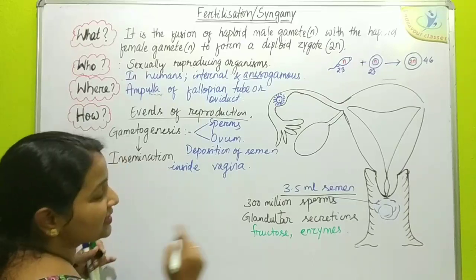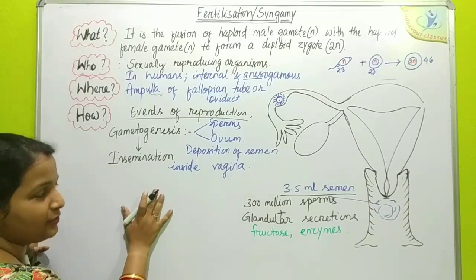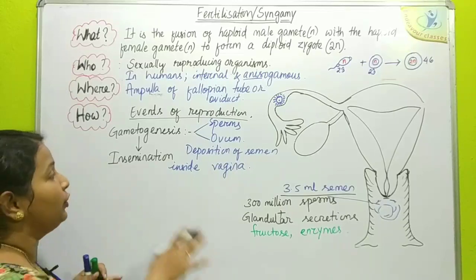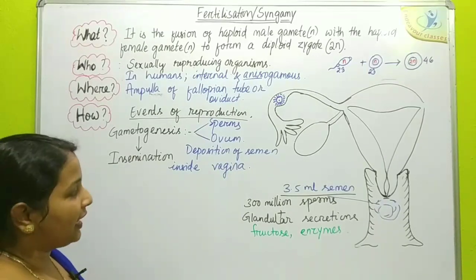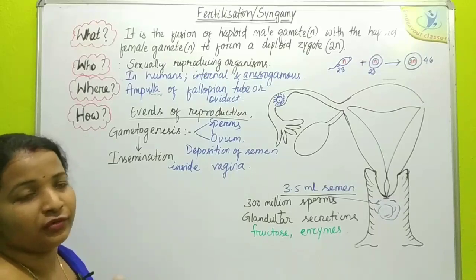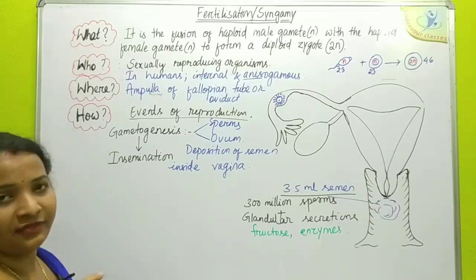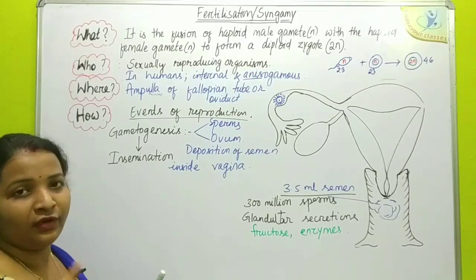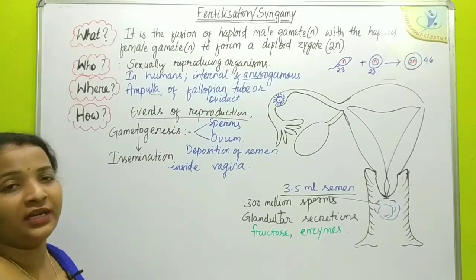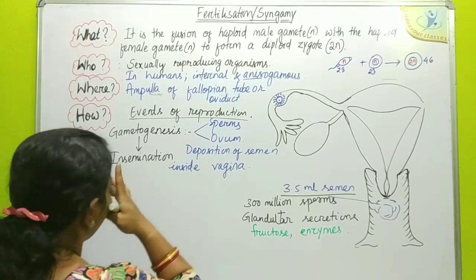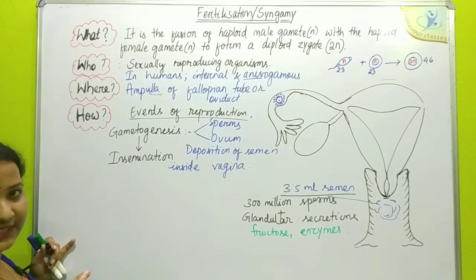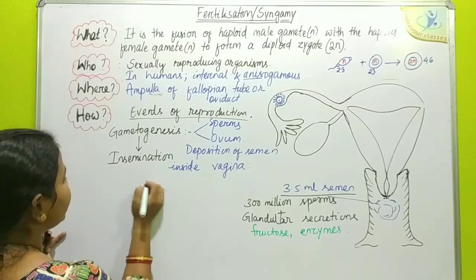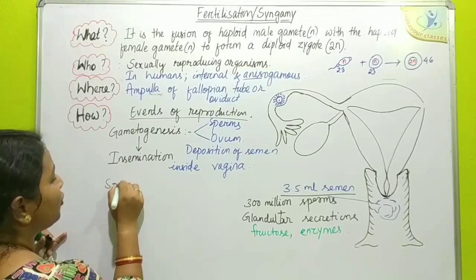So what happens inside the vagina after insemination and before fertilization? We'll only discuss here pre-fertilization events, and in another session we are going to discuss the main events of fertilization. In this session we'll discuss only up to pre-fertilization events. So after insemination, what will happen inside the vaginal chamber? Inside the vaginal chamber there is sperm destruction.